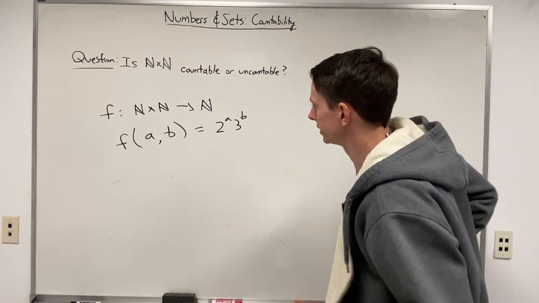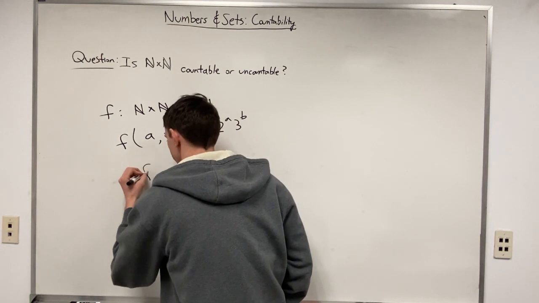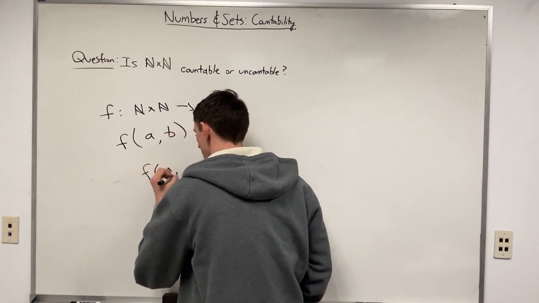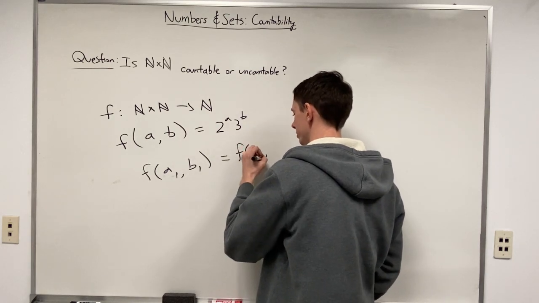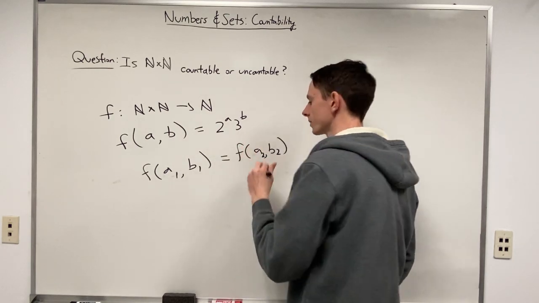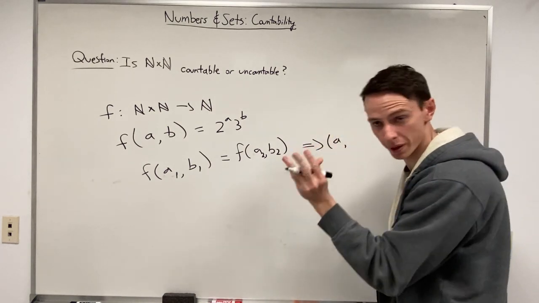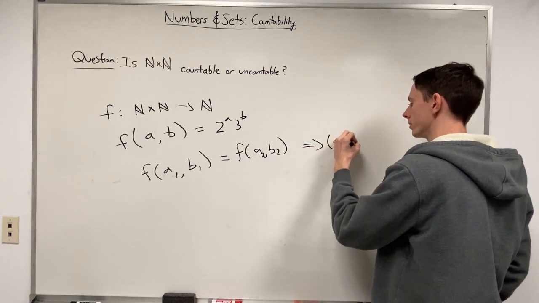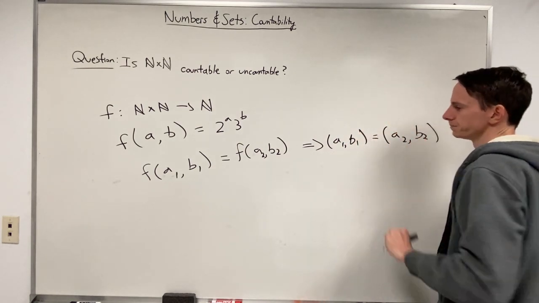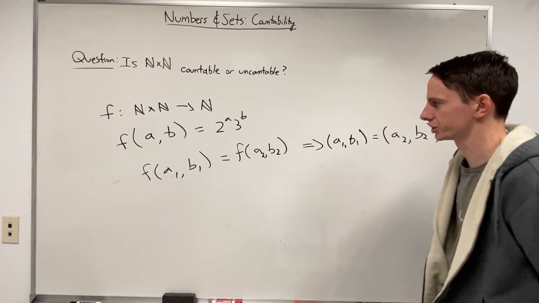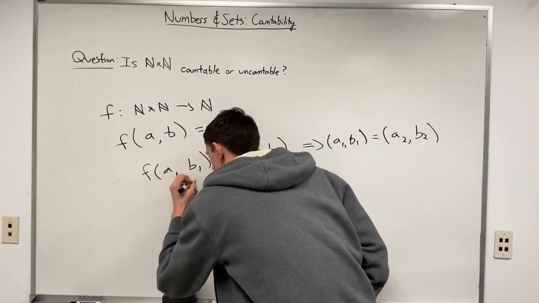So if this function is injective, let's just write out the condition again. We have f of a1, b1 equals f of a2, b2. If this is true, then we must have that the corresponding ordered pairs are equal, so a1, b1 equals a2, b2. So let's check this. F of a1, b1 is 2 to the a1 times 3 to the b1.